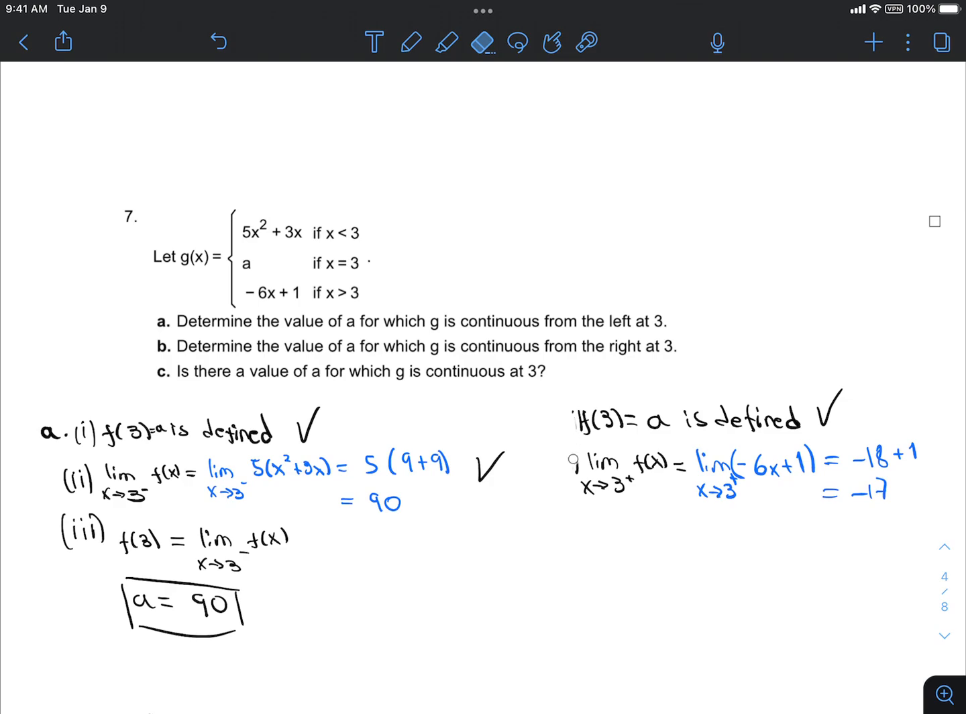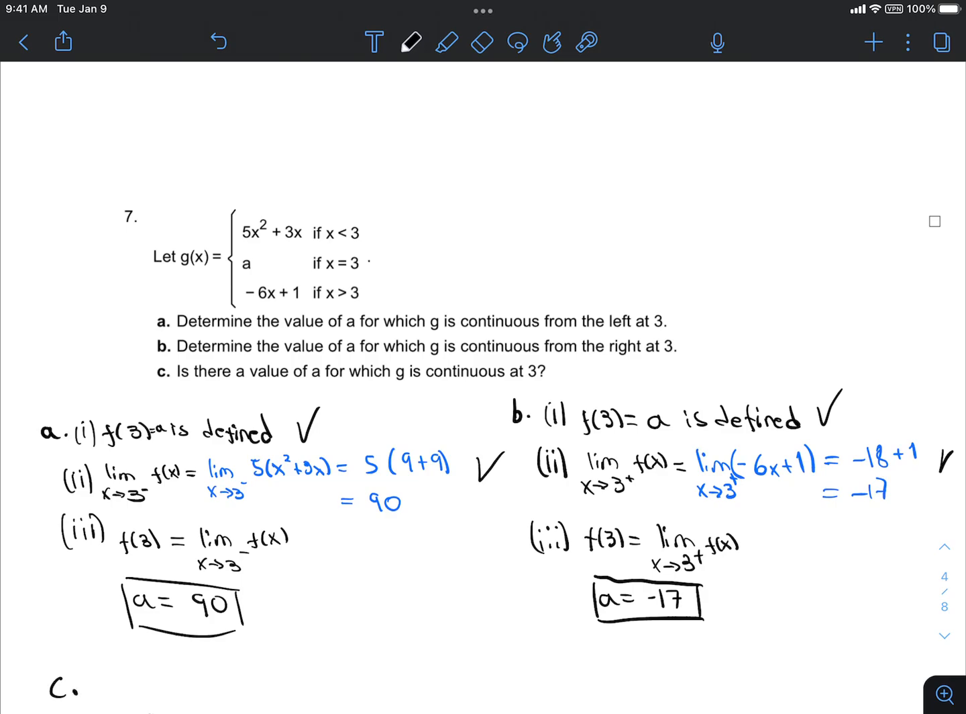I rearranged that because I feel like I've crammed too much in. So that's B, and that's the first condition, that's the second condition. And then the third condition is that these two are equal. So that means A needs to be minus 17. So for it to be continuous from the left, A needs to be 90. For it to be continuous from the right, it needs to be minus 17.